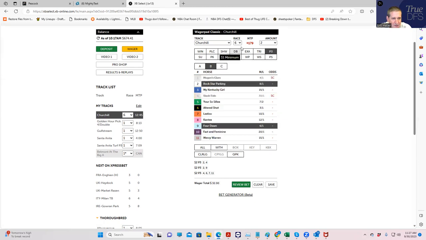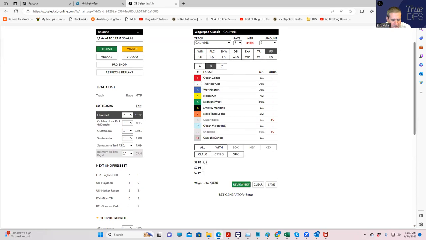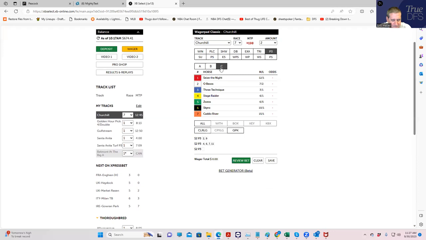You go to race 7. You see what I'm doing here? So race 7, you go 2-9 with 4-6-7-11 again, holding it together. And then 1-6. Lots of opportunities to lose money. I mean, lots of opportunities to get some good value over here. And that's Churchill.